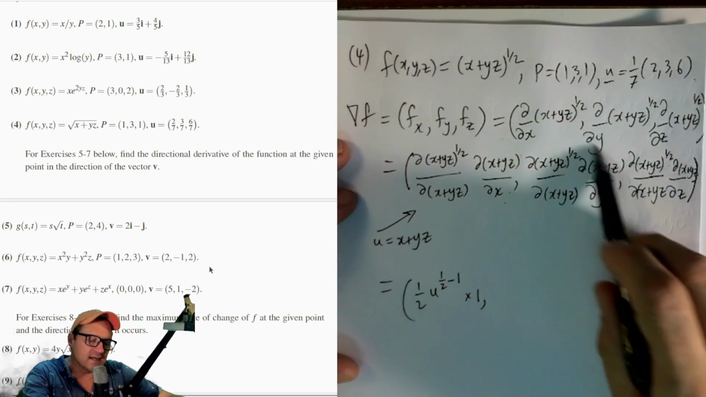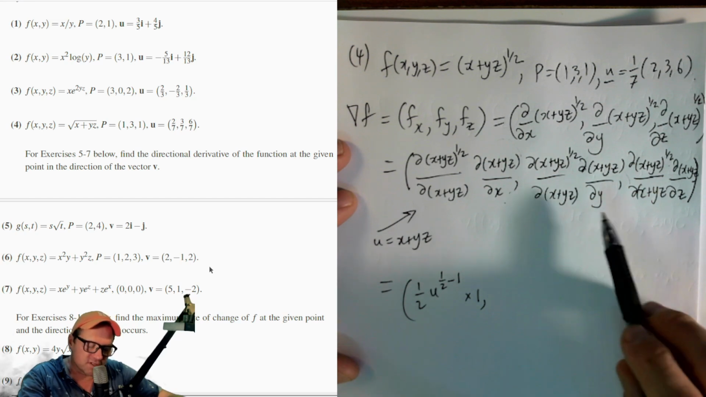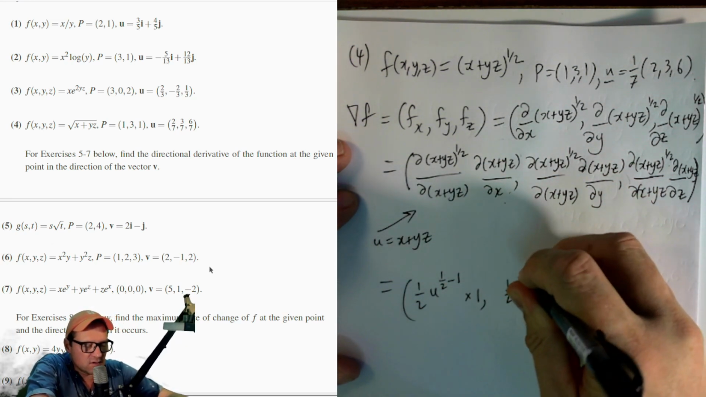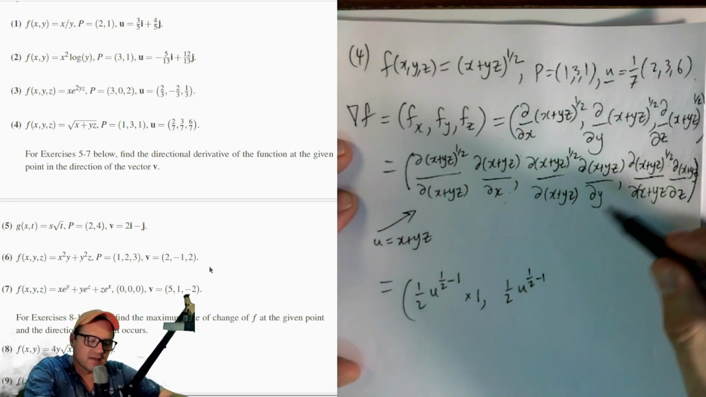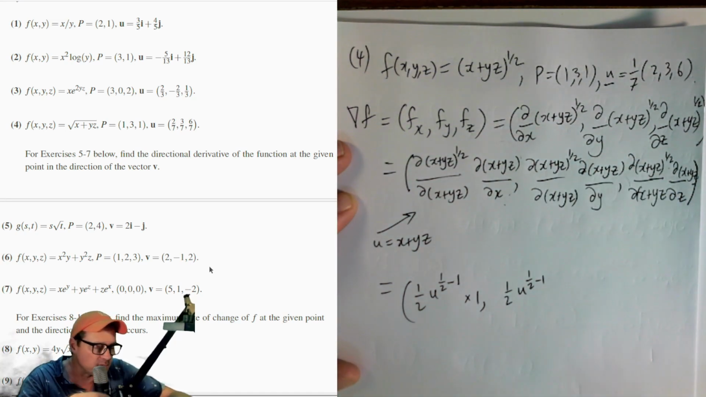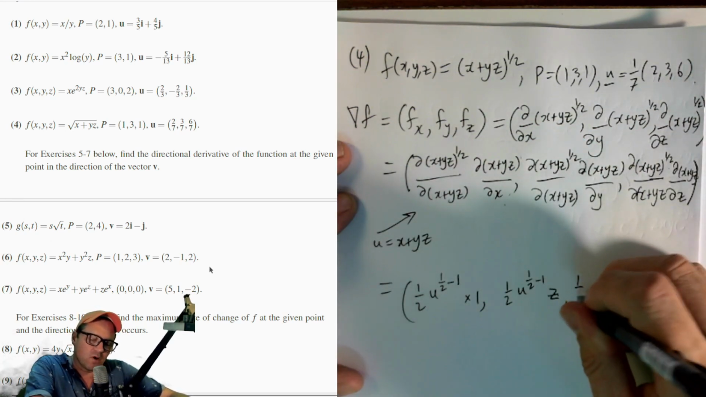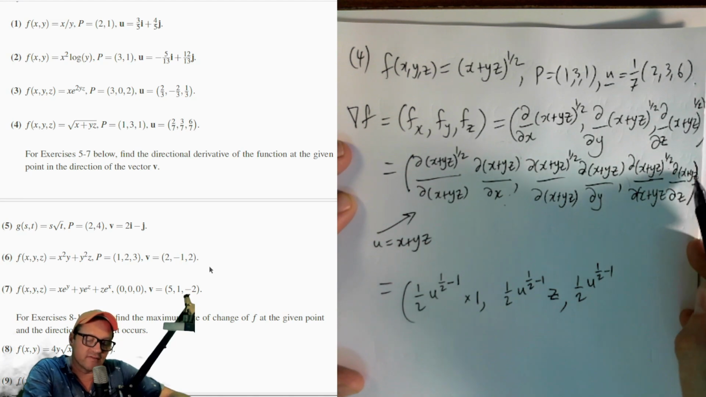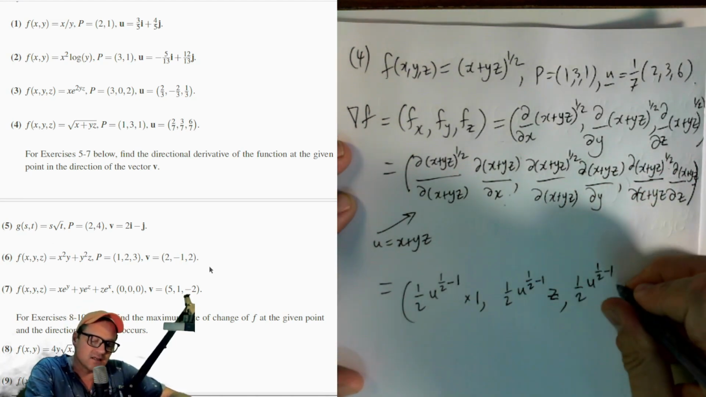Next, taking the derivative with respect to y partially, again we have 1/2 u to the 1/2 minus 1, and then times the derivative of x plus yz with respect to y partially, and so that is just z. And then similarly here we have 1/2 u to the 1/2 minus 1, and then times the derivative with respect to z of x plus y times z. And so that is just y.